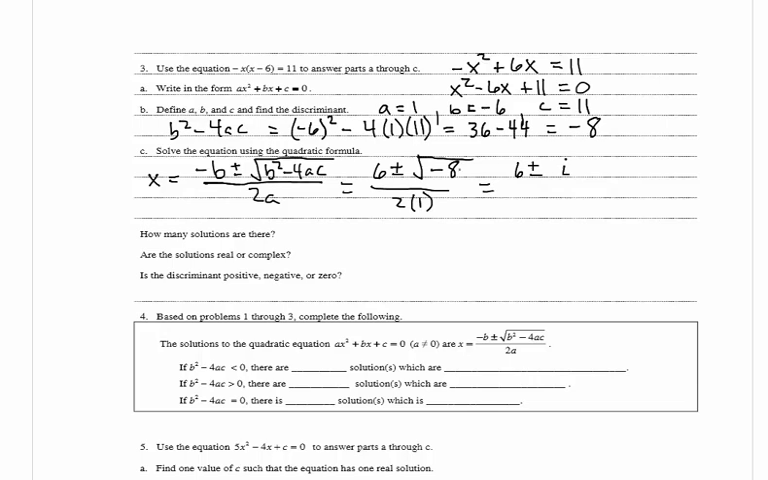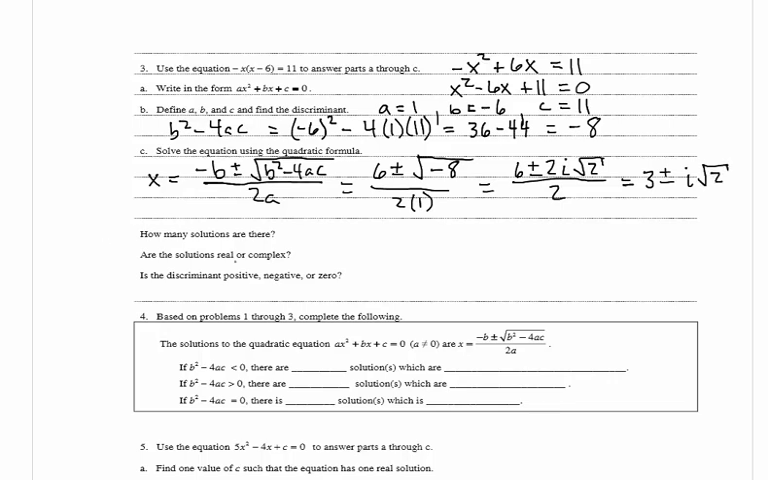i, and then the square root of 8 can also be written as the square root of 4 times the square root of 2, and the square root of 4 is 2, so we have 6 plus or minus 2i times the square root of 2 divided by 2. And now I can simplify this one more time because each of our terms in the numerator are factors of 2, so we can divide each of them. So we have 3 plus or minus i square root of 2.